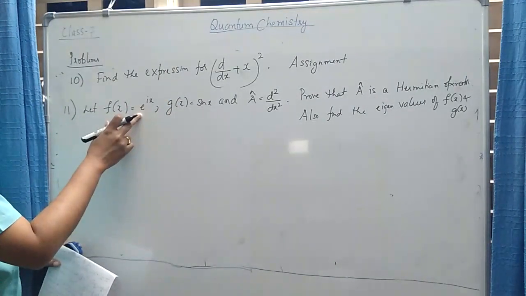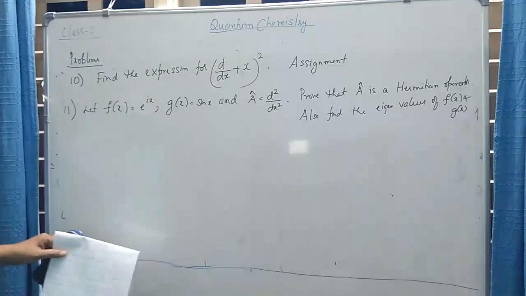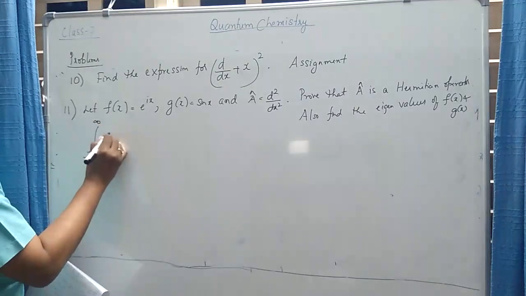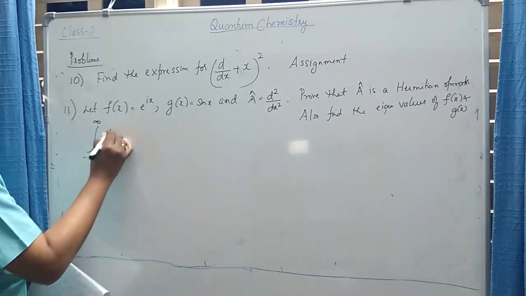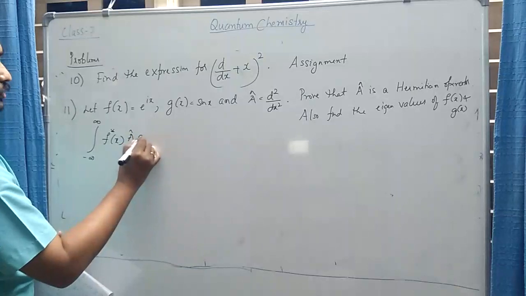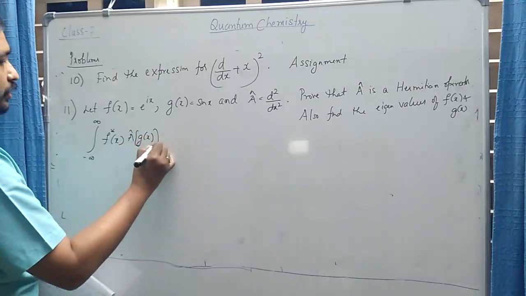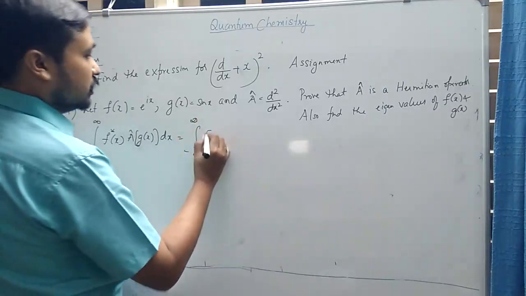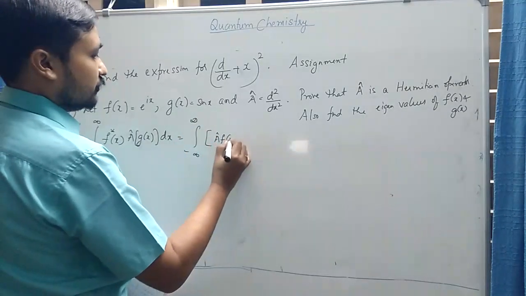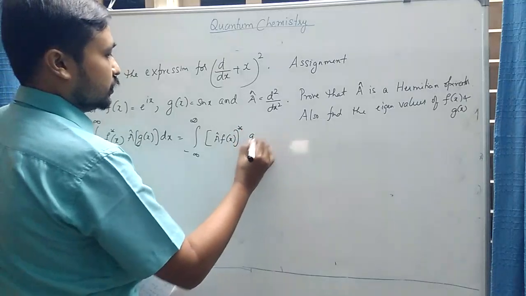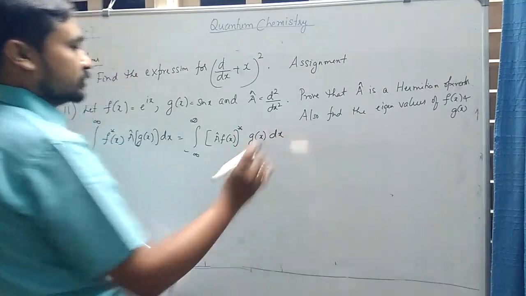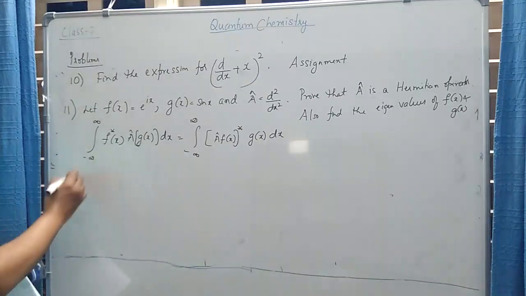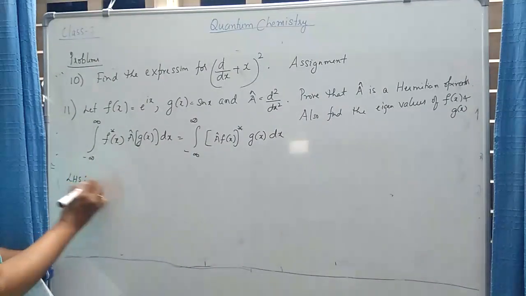Since one of the functions is a complex function, we have to use the second condition for a Hermitian operator, that is, integration from minus infinity to plus infinity of f of x star into A of g of x into dx is equal to integration from minus infinity to plus infinity of A of f of x star into g of x into dx. If this condition is satisfied, then the operator is a Hermitian operator. So let us begin by taking the LHS first.